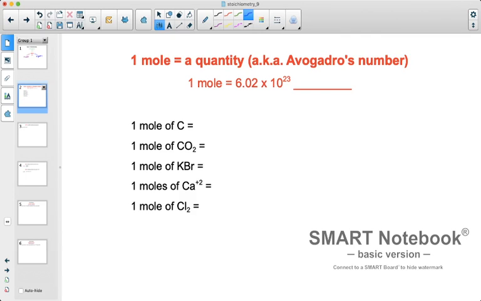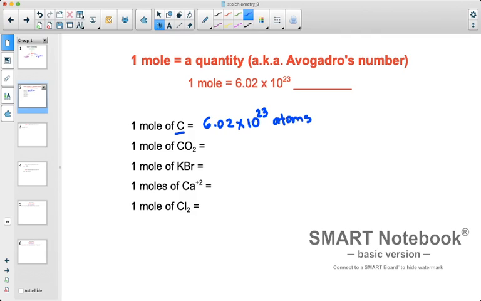So let's take a look. When I look at 1 mole of carbon, the number that I'm going to use is still going to be 6.02 times 10 to the 23, because Avogadro's number is a constant. However, the unit, now I have to pay attention. Because I'm given carbon, the unit for this definition of a mole as a quantity is now going to be atoms. Because carbon is made of atoms.